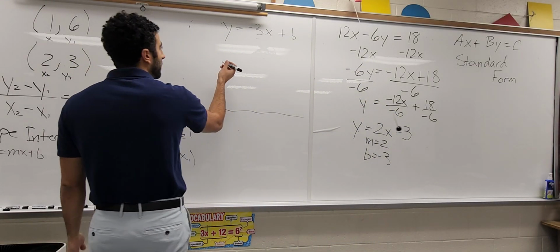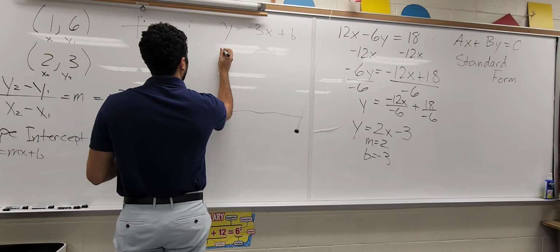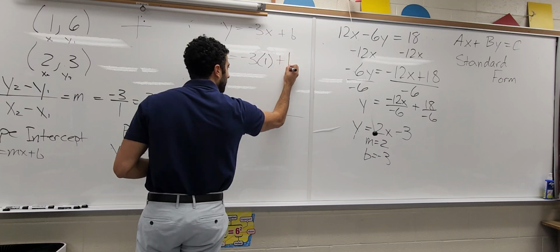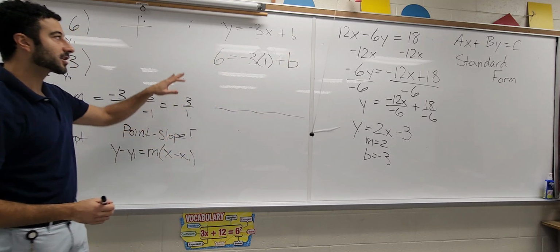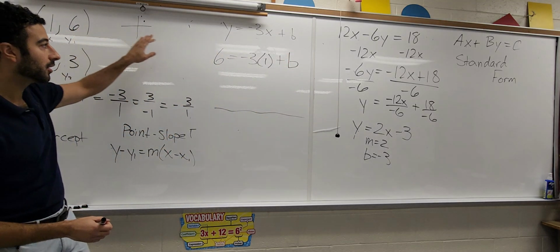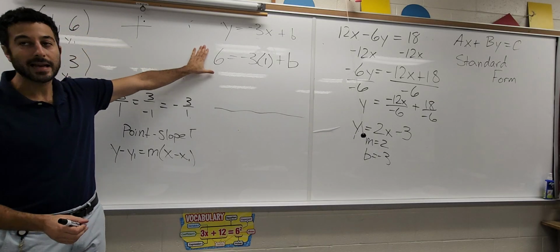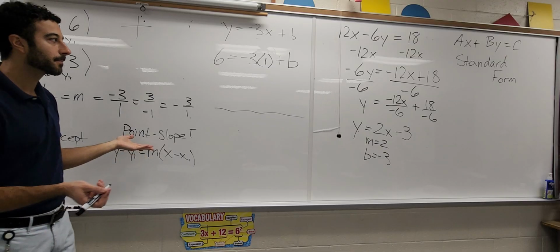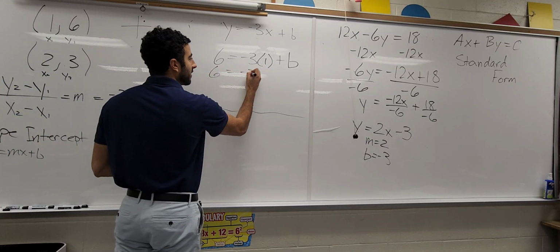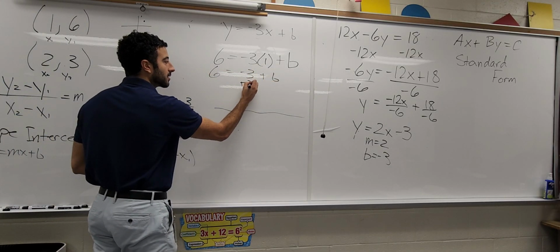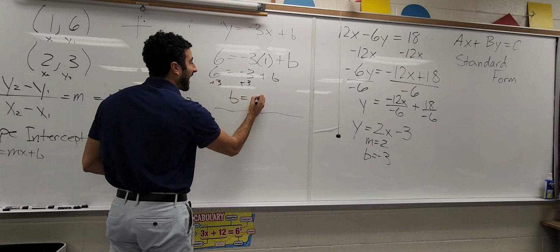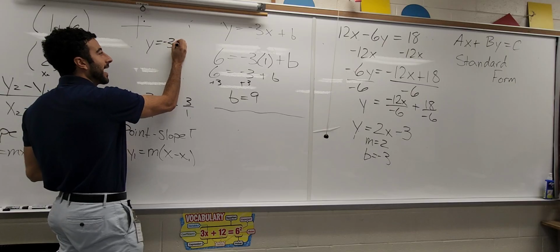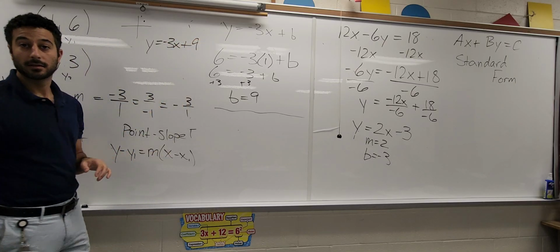1, 6. It makes it a little bit easier to use the point 1, 6. So 6 equals negative 3 times 1 plus b. I just plugged in my y value and my x value, and now that's an equation with a single variable. I can solve for b. 6 equals negative 3 plus b, add 3 to both sides. b is equal to 9. So now I can rewrite that equation as y equals negative 3x plus 9.